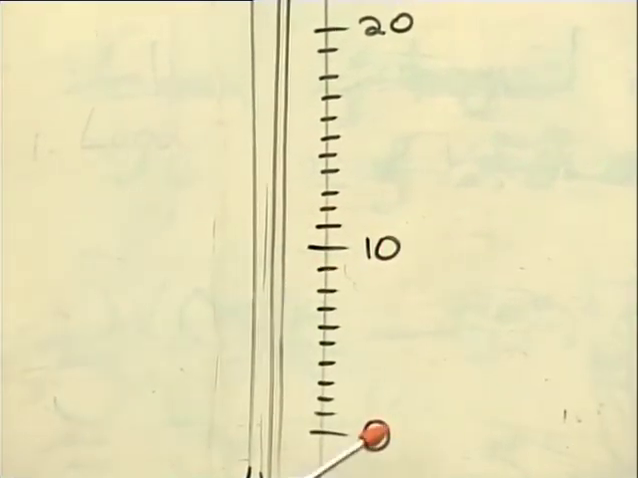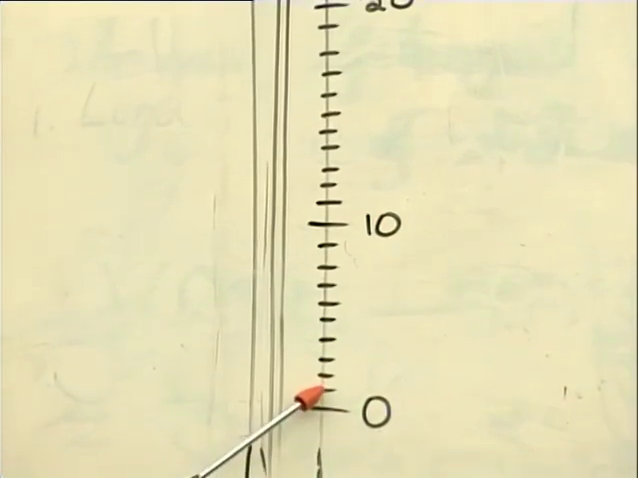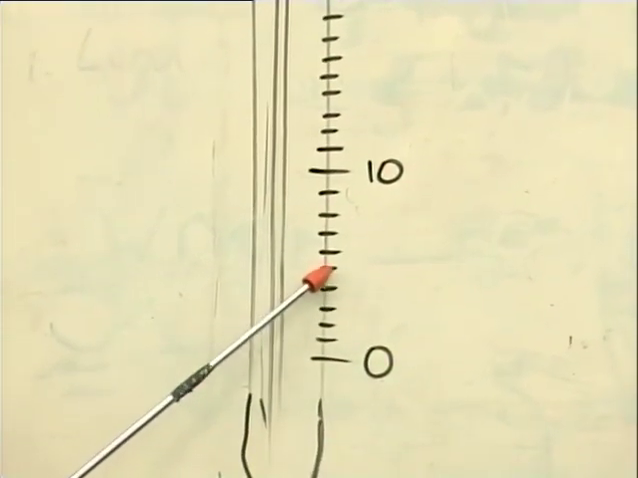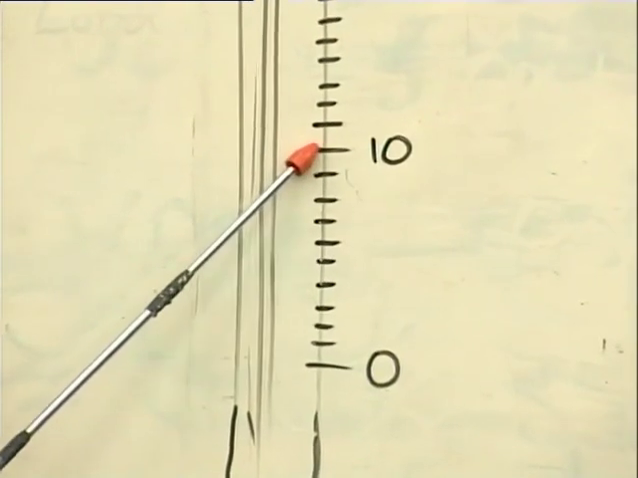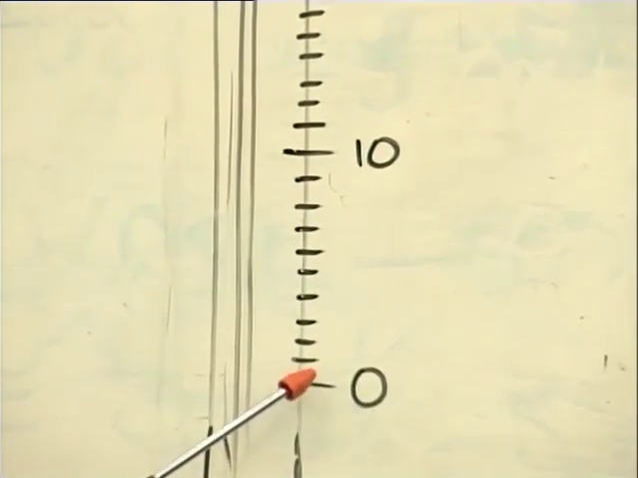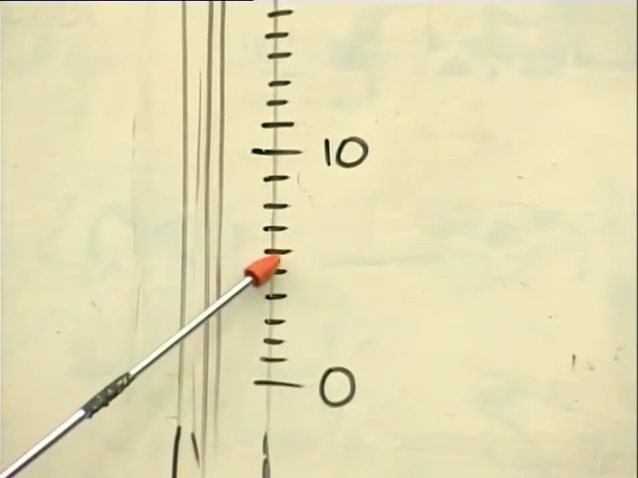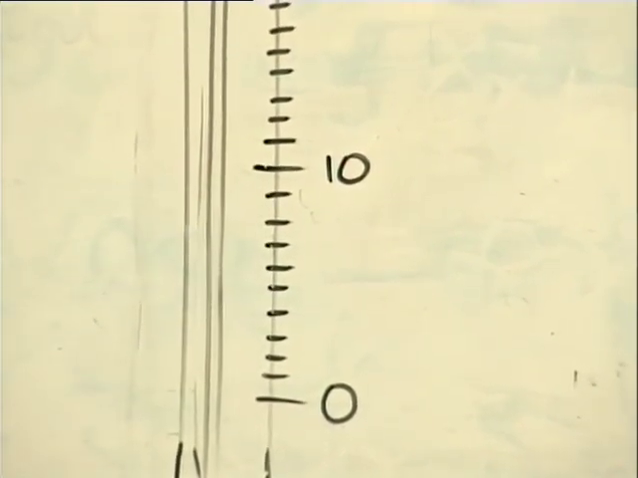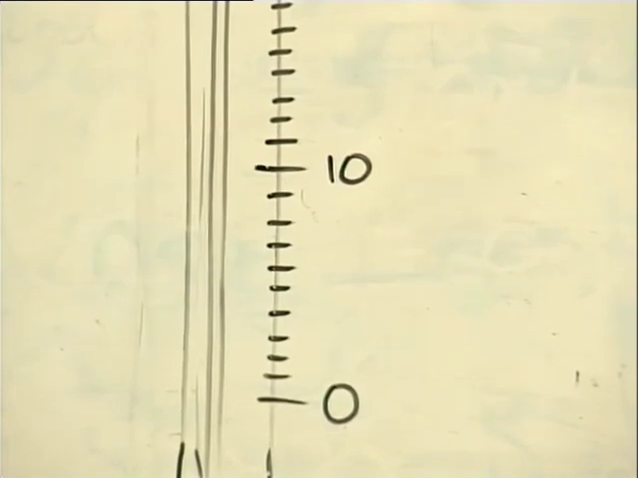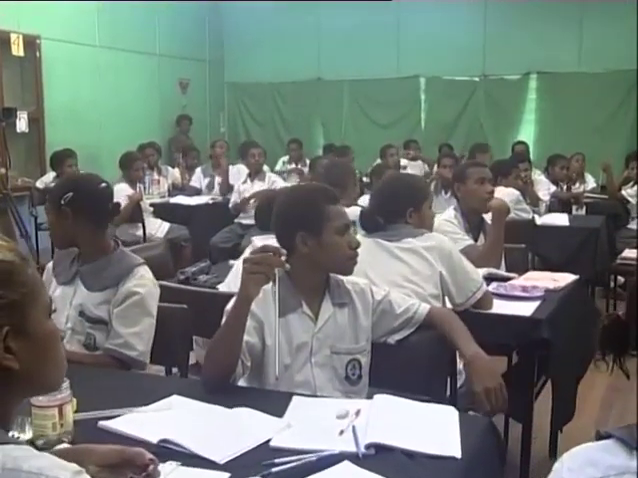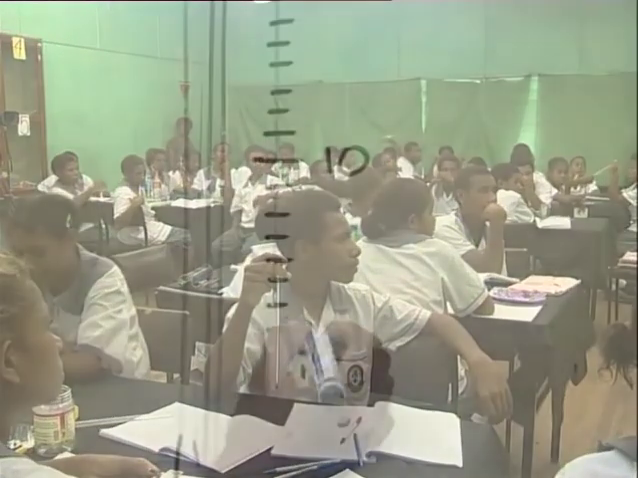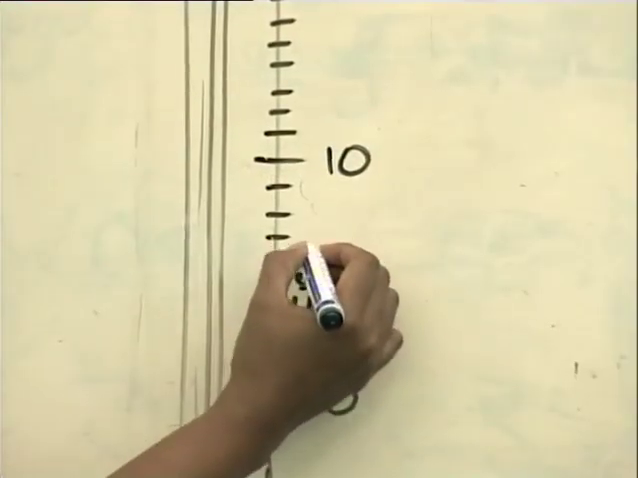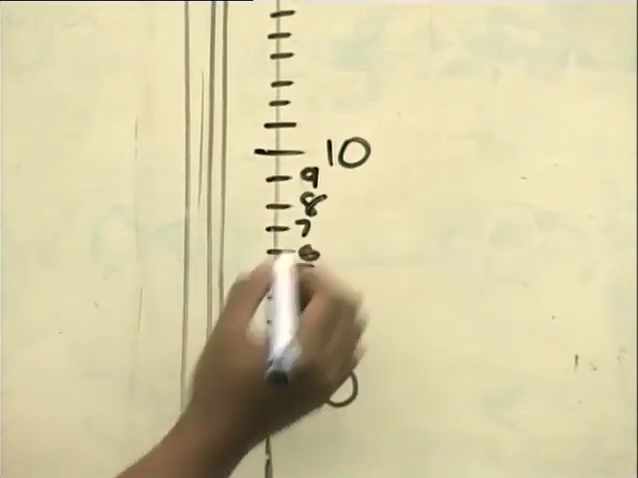All right, so there's the scale division. We have 1, 2, 3, 4, 5, 6, 7, 8, 9, 10. Now, what do you think each of these divisions represent? Those of you putting your hands up? 1. Very good, you're not wrong. So we have 1, 2, 3, 4, 5, 6, 7, 8, 9, 10.